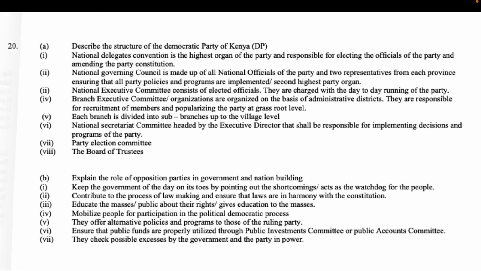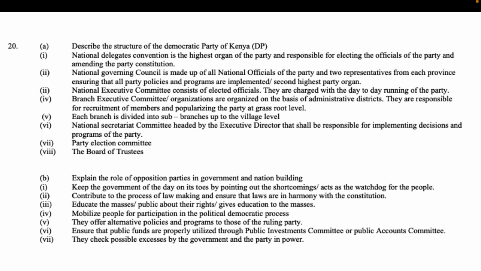20. A. Describe the structure of the Democratic Party of Kenya (DP). One, National Delegates Convention is the highest organ of the party and responsible for electing the officials of the party and amending the party constitution. Two, National Governing Council is made up of all national officials of the party and 2 representatives from each province, ensuring that all party policies and programs are implemented. It is the second highest party organ. Three, National Executive Committee consists of elected officials. They are charged with the day-to-day running of the party.